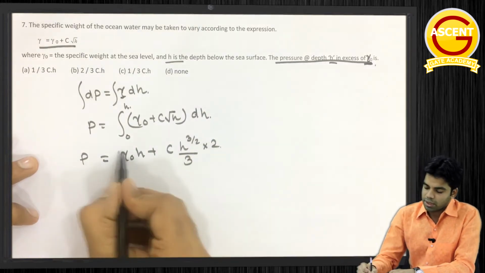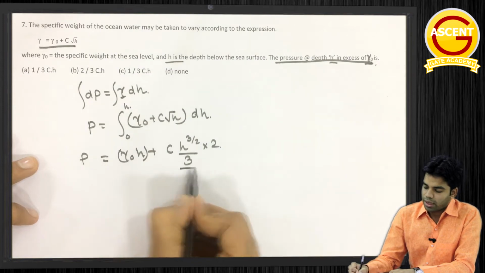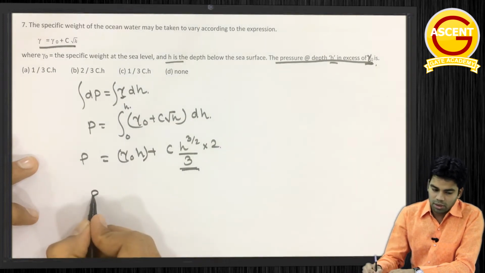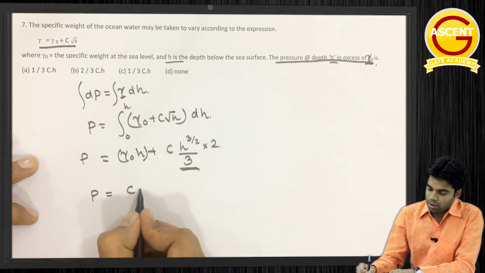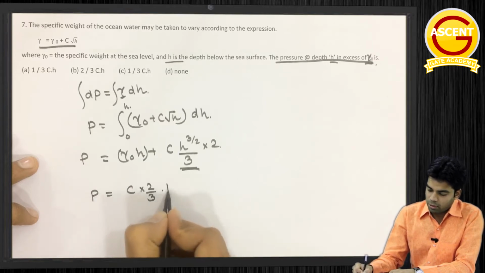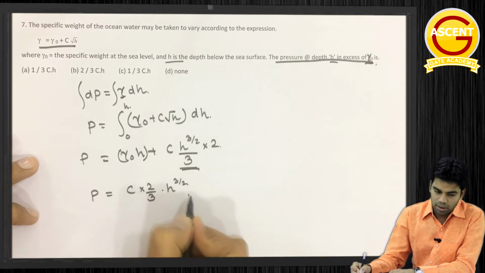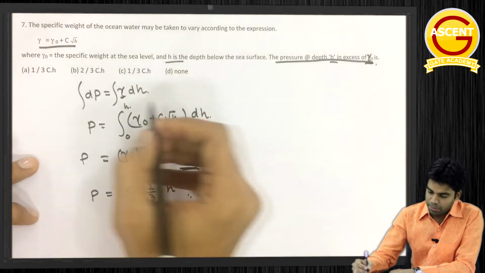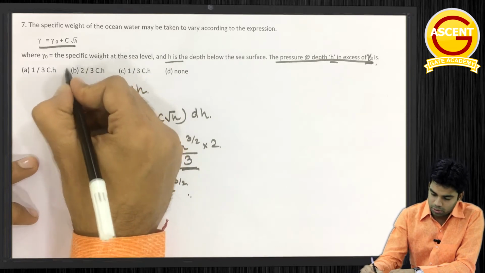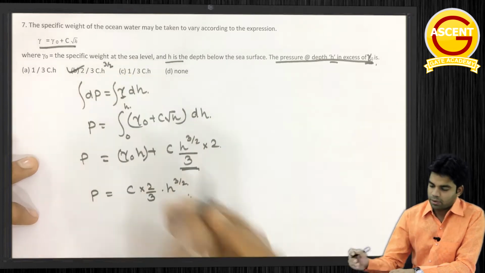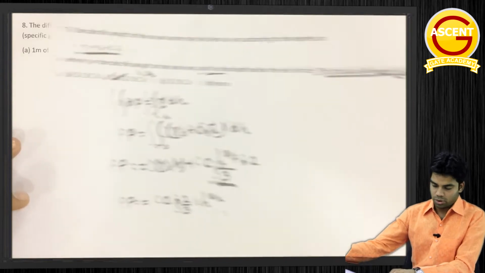Okay, now it is asked the pressure in excess of gamma naught. So the pressure because of this gamma naught is gamma naught into h. So the pressure in excess of this gamma naught is equal to c into 2 by 3 into h raised power 3 by 2. Okay, so answer should be B, 2 by 3 c into h raised power 3 by 2. Getting this? Okay. Next question.